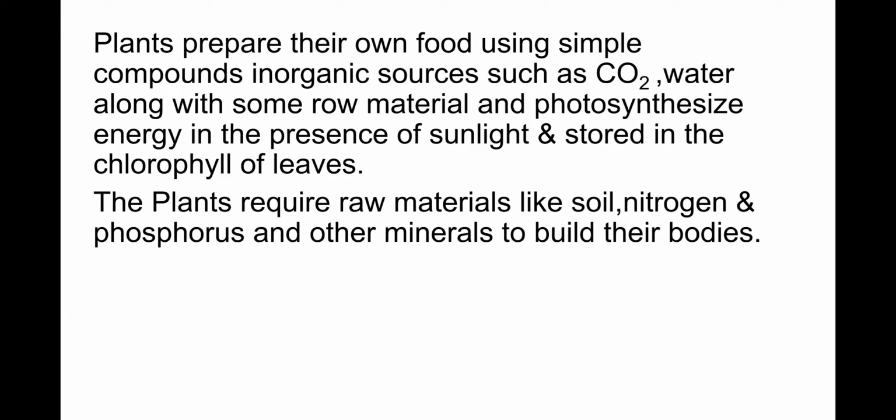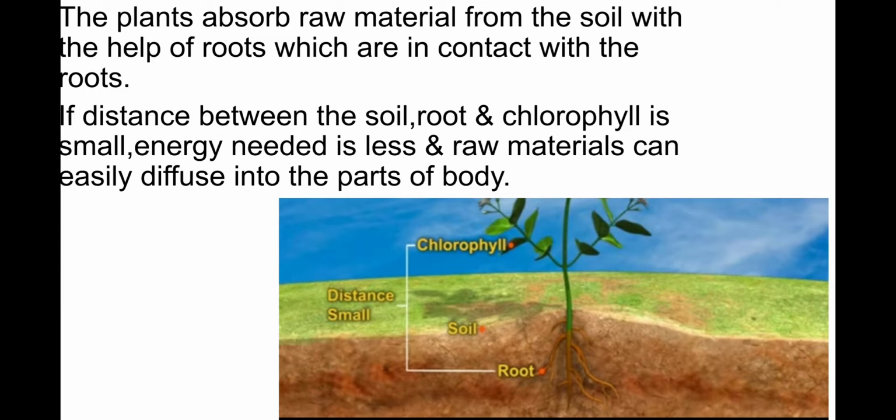The plants require raw materials like soil, nitrogen and phosphorus and other minerals to build their bodies. Now, the plant absorbs raw material from the soil with the help of roots, which are in contact with the soil. Here, if the distance between the soil, root and chlorophyll is small, less energy is needed and the raw material can easily diffuse into the parts of the body.